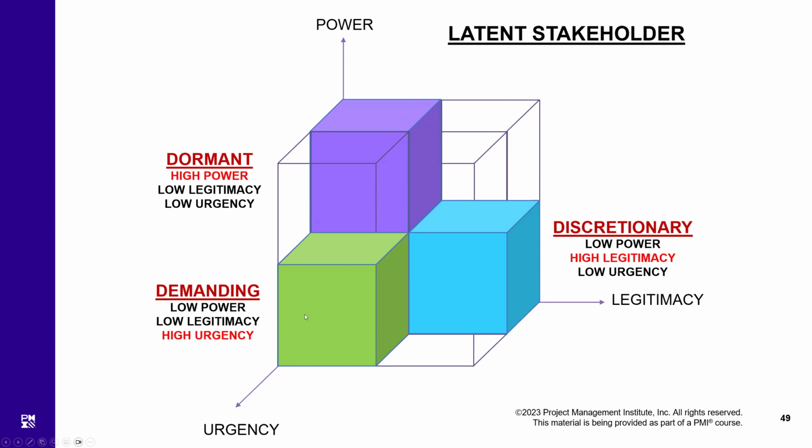The bright green one on the bottom left is called a demanding stakeholder. You see, it is on the higher side of urgency. So this is high in urgency, but low in power and low in legitimacy. This is a demanding stakeholder. And then we have the bright blue cube on the right-hand side, and that is called a discretionary stakeholder. High in legitimacy, low in power, and low in urgency. You understand these three cubes which are high in only one area. Got it?